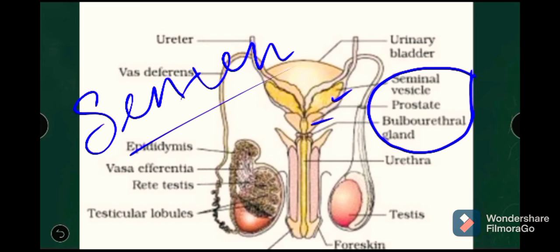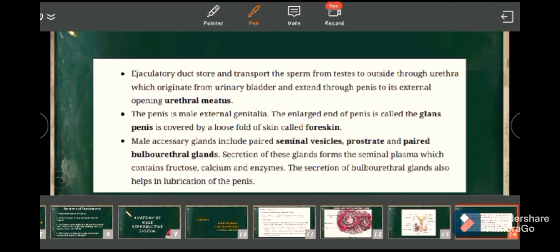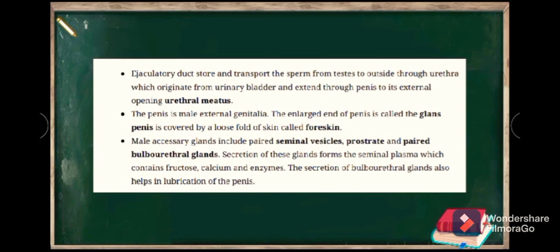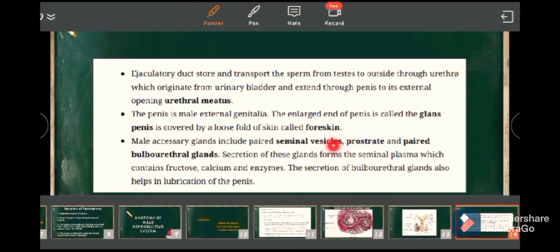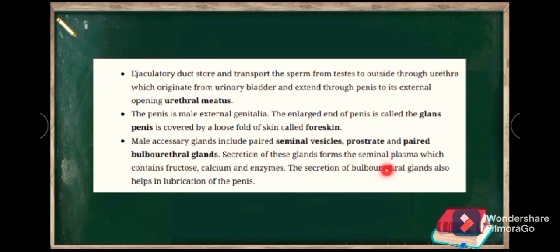Now we have heard about one more small gland, that is your bulbourethral gland. Let us know what is the function of this gland. The bulbourethral gland is going to help in the lubrication of the penis. Lubrication means it is going to make the penis wet. In order to make the penis wet, it gives its contribution. Is it clear?